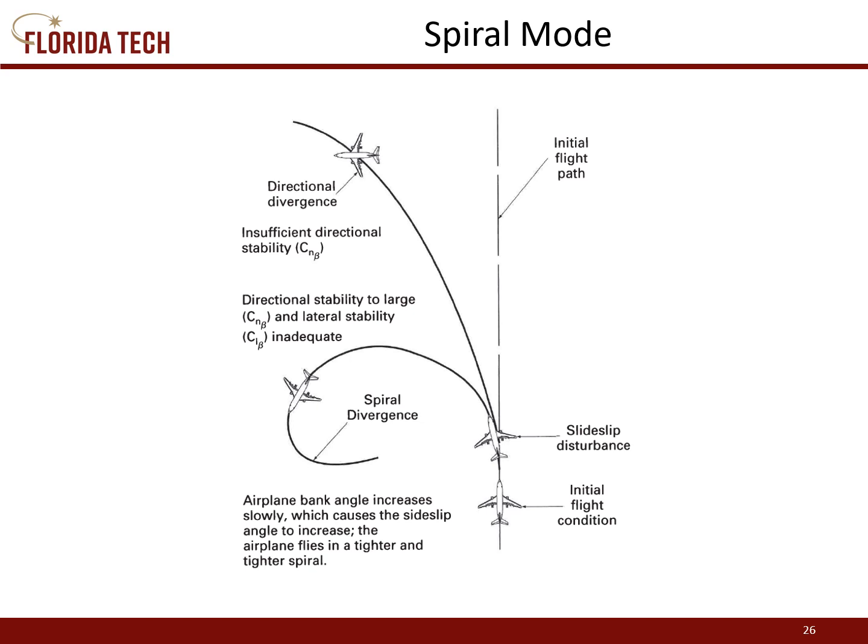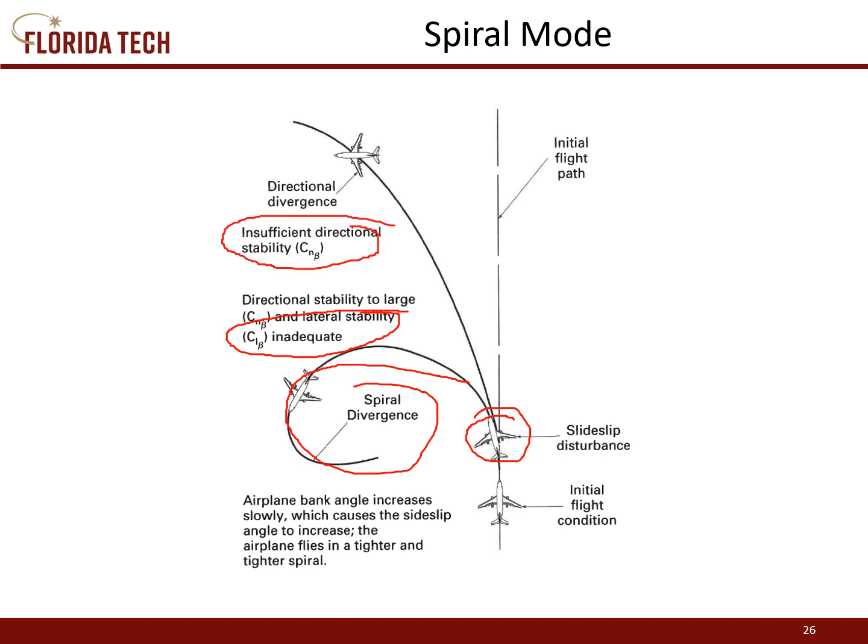So when we look at the spiral mode, we'll be on an initial flight path, and then we'll get a disturbance here in side slip, and then it really depends on what's going on with the aircraft. If you have directional stability that's too large, so C_n_beta is really stable, but we have inadequate lateral stability, then we can end up in this kind of spiral divergence where our airplane bank angle is going to increase slowly, causes the side slip to increase, and the airplane flies in a tighter and tighter spiral. The other option is we don't have enough directional stability, so C_n_beta is not big enough, and then we'll get this type of a profile, and we'll have directional divergence.